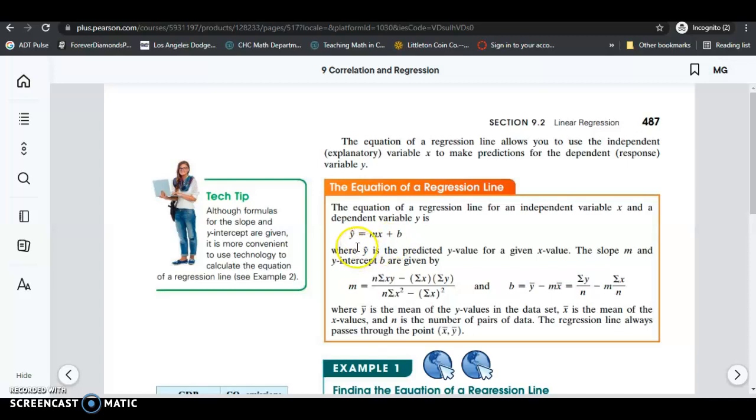Because the regression line is used to make predictions based on our data, instead of using y here, we're going to use y hat, where the symbol y hat is the predicted y value for a given x value. Y hat is basically the variable y with the caret symbol on top of it, and it's pronounced as y hat. So y hat is equal to mx plus b.